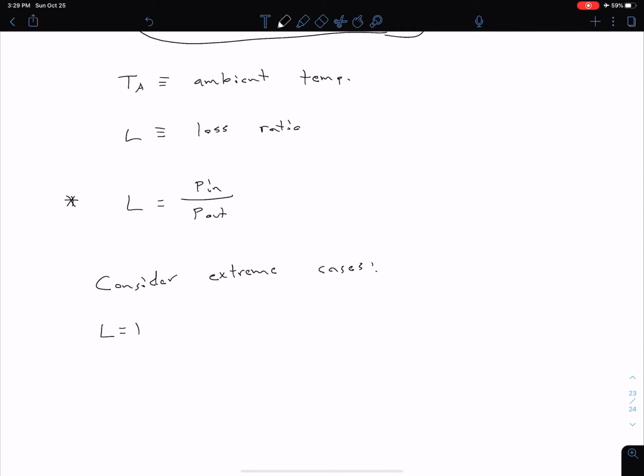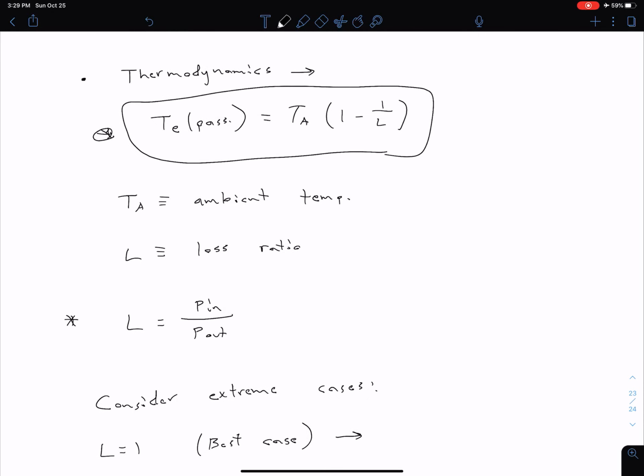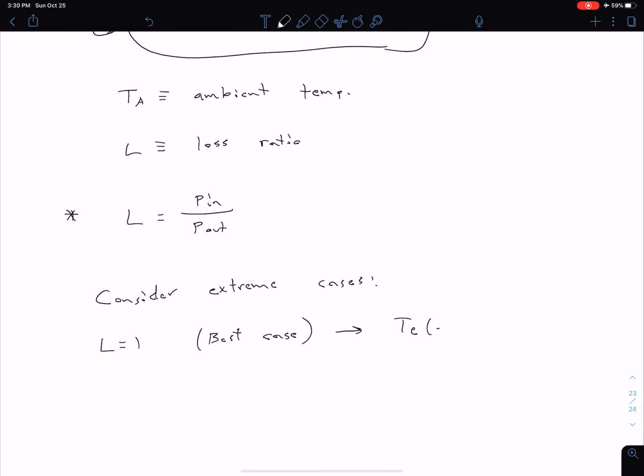And so looking at this equation, we can say L equals 1 corresponds to where all of our power in has become power out. So we can say this is going to be our best case. We've not lost any power going through this passive element. And so what that means for our effective input temperature, coming back up to this equation, we can see we have in parentheses on the right side 1 minus 1 over L. Well, if our L is 1, that term in parentheses just becomes 0, and our effective input temperature of our passive component is equal to 0. And so this, of course, corresponds to when we considered earlier, for instance, our noiseless amplifiers.